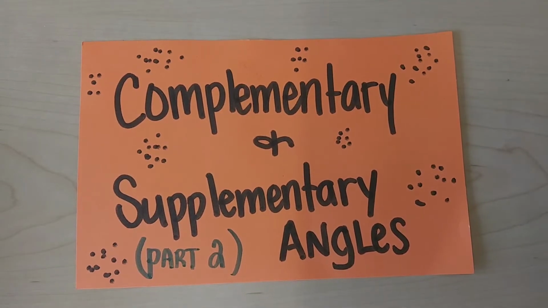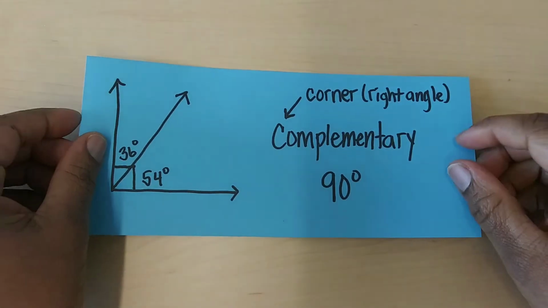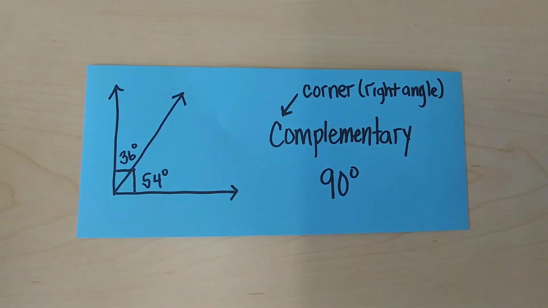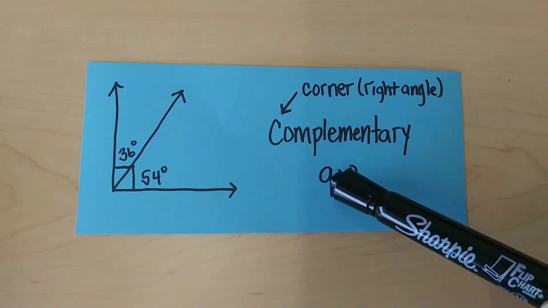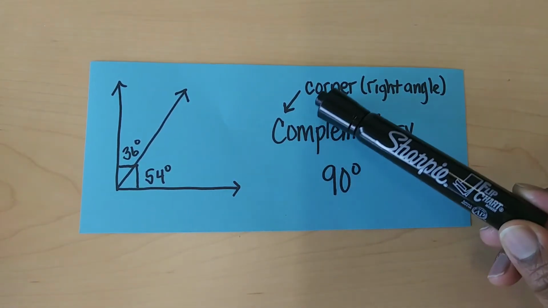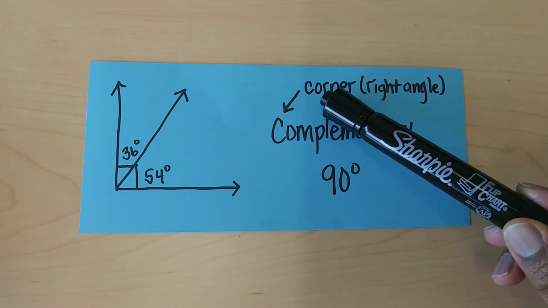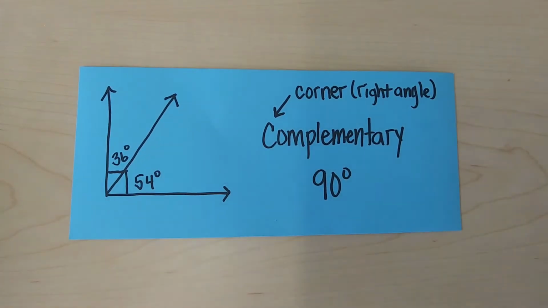In this video, we will talk about complementary and supplementary angles. As a quick review, complementary angles are angles whose measures total 90 degrees. One way to remember that complementary is equal to 90 degrees is that complementary and corner both start with a C, and the corner represents the 90-degree angle.